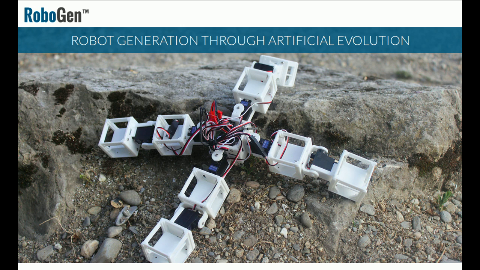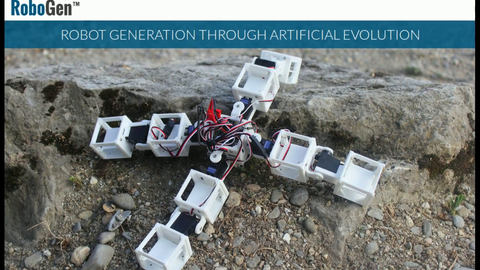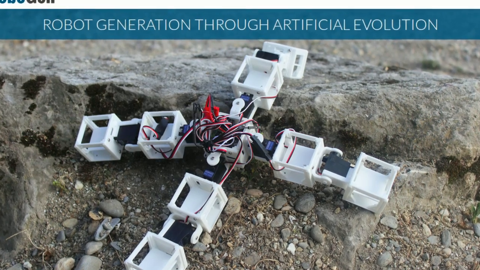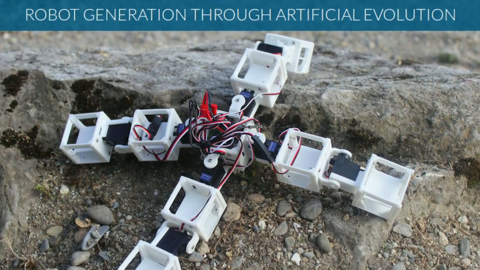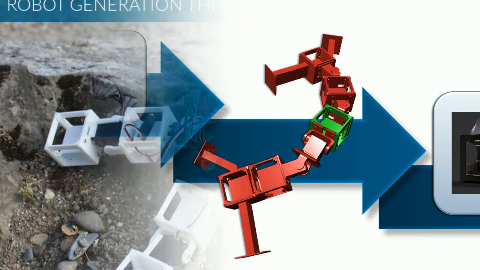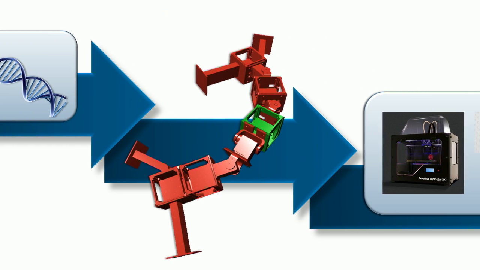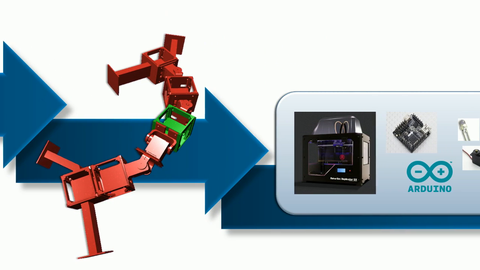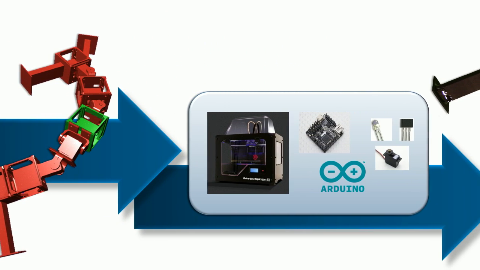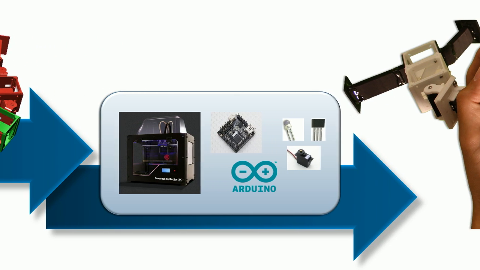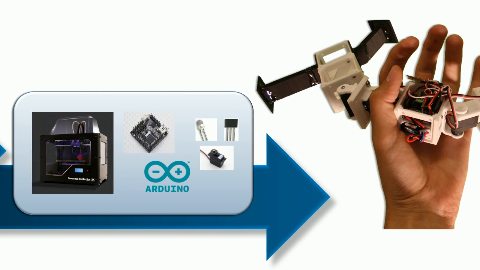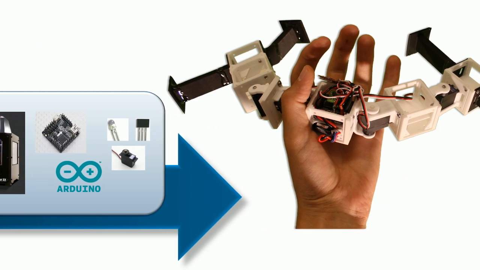RoboGen is an open-source platform for the co-evolution of robot bodies and brains developed at the Laboratory of Intelligent Systems at EPFL in Switzerland. RoboGen has been designed with a primary focus on evolving robots that can be easily manufactured via 3D printing and the use of a small set of low-cost, off-the-shelf electronic components.